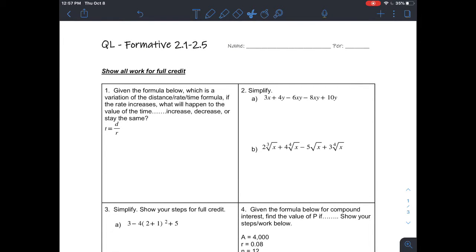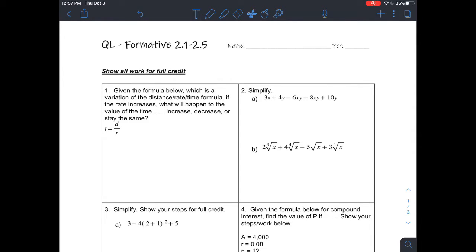Right, so we are on our first formative for Cycle 2A. This is going over the first 5 sections in the book. I know that we actually skipped 2.1, but I just threw it on there to make it look fancy or something. Okay, so question number 1.